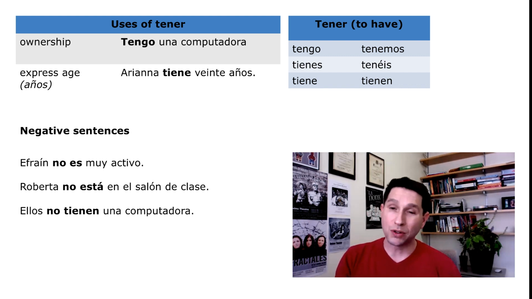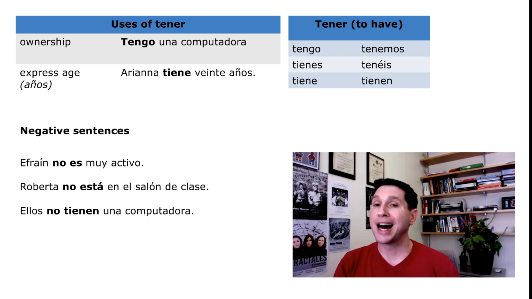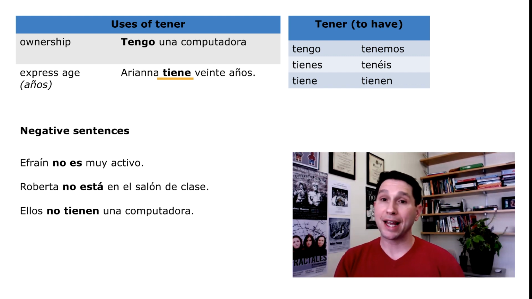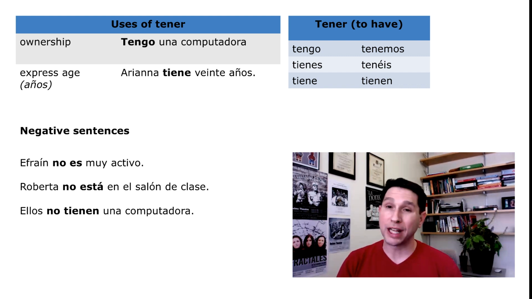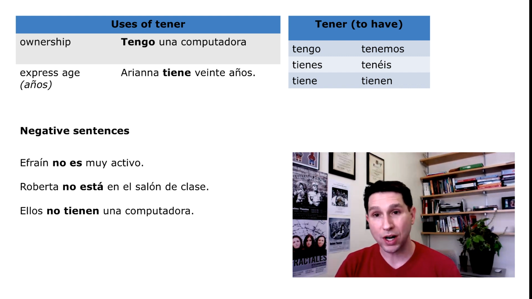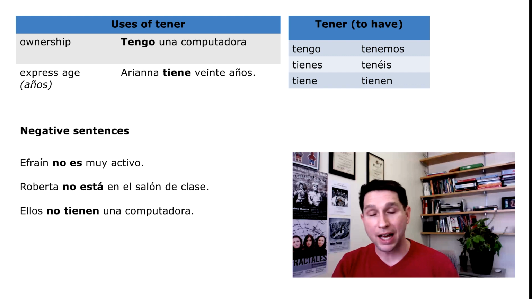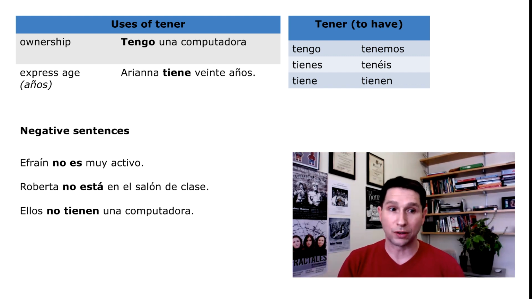We also use tener in an idiomatic way, which means it doesn't literally translate to the actual use. We use it to express age. Ariana tiene 20 años. She has 20 years. But we know language is expressional, so that translates to Ariana is 20 years old.